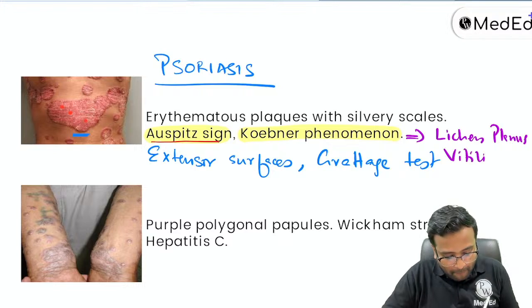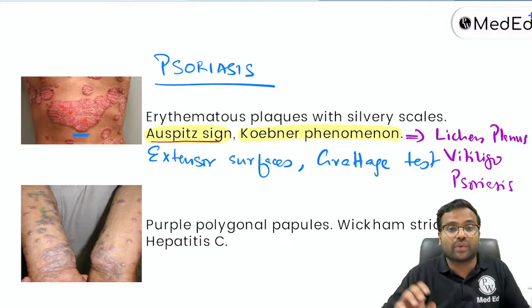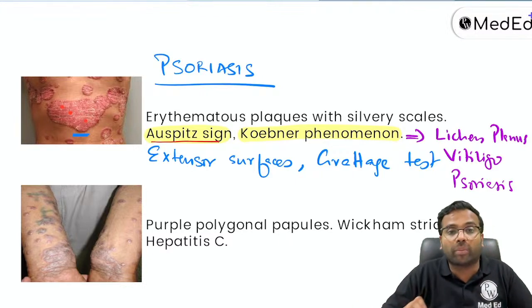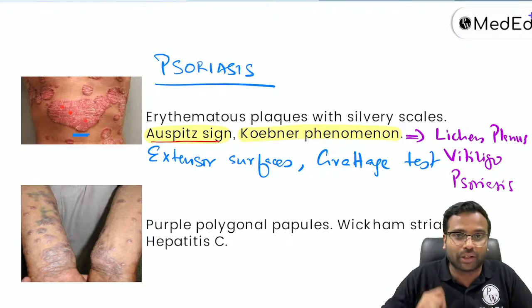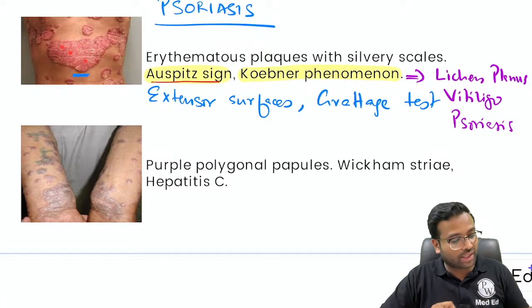vitiligo, and psoriasis. Okay, these are the three diseases which you can remember. So in all these diseases, we can see this condition or this phenomenon which is called as Koebner phenomenon. So whenever there is a trauma, the patient will develop new skin lesions at the site of trauma. It's called as Koebner. So now let's move to the second one.